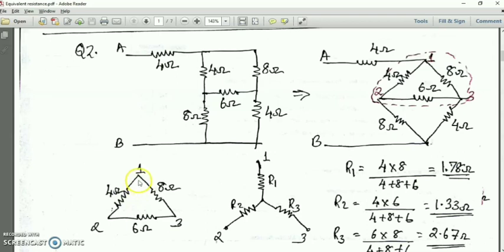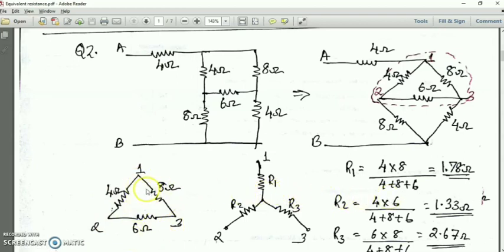Okay, so this 4 ohm, 8 ohm and 6 ohm is to be converted into a star. So from this, the 2 resistors from 1 are converted into R1. It is not 4 and 8 in parallel. No, we are using another equation. What is that? R1 into R2, this resistance into this resistance divided by sum of the resistors. Okay, that is our R1.